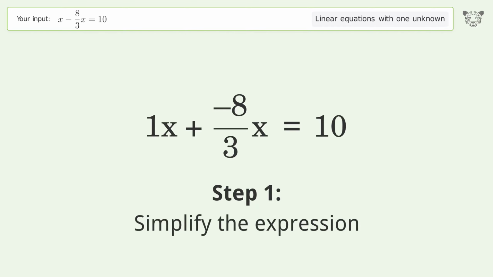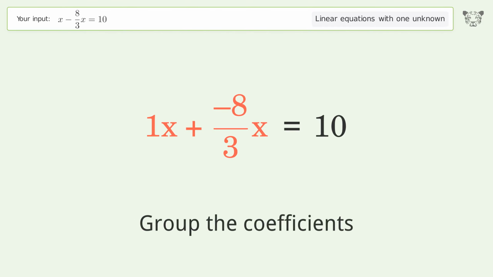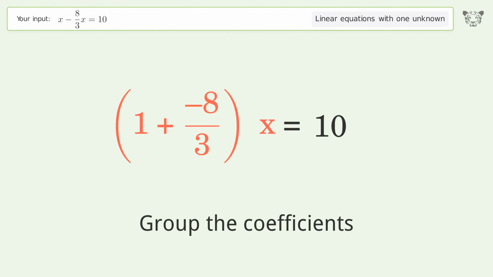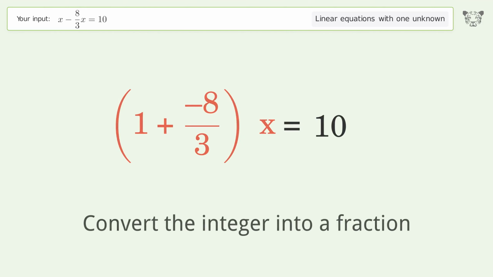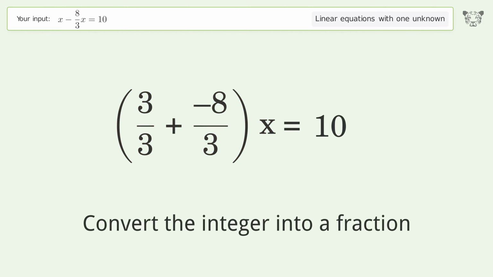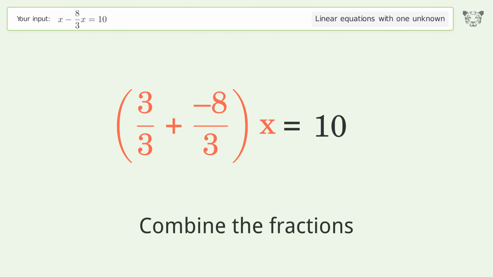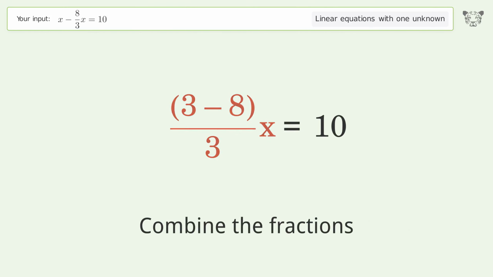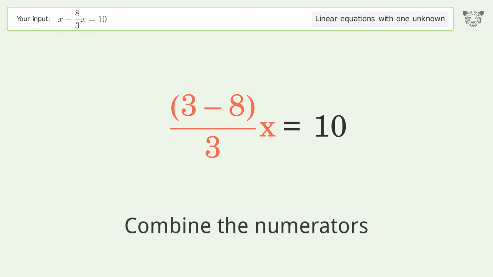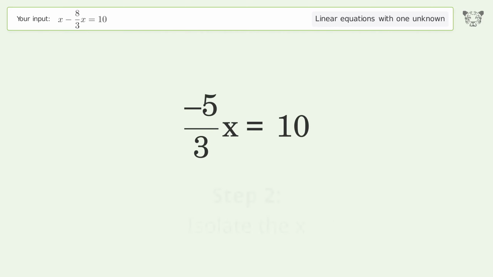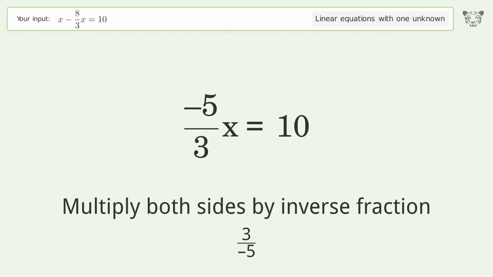Simplify the expression. Group the coefficients. Convert the integer into a fraction. Combine the fractions. Combine the numerators. Isolate the x. Multiply both sides by the inverse fraction, 3 over -5.